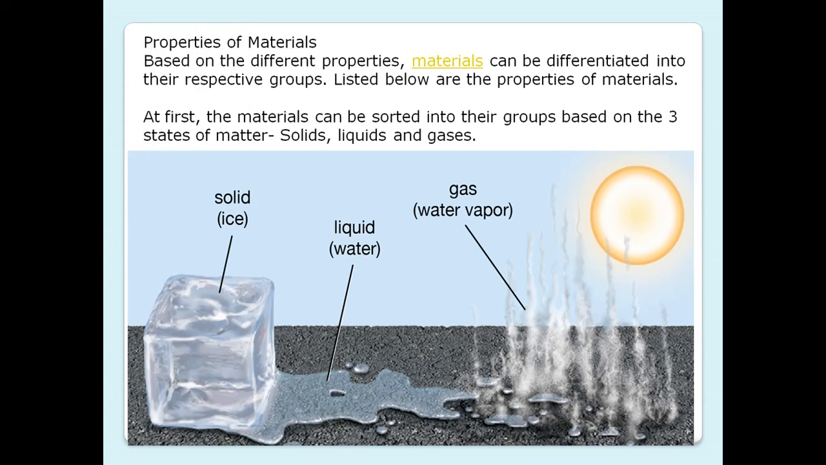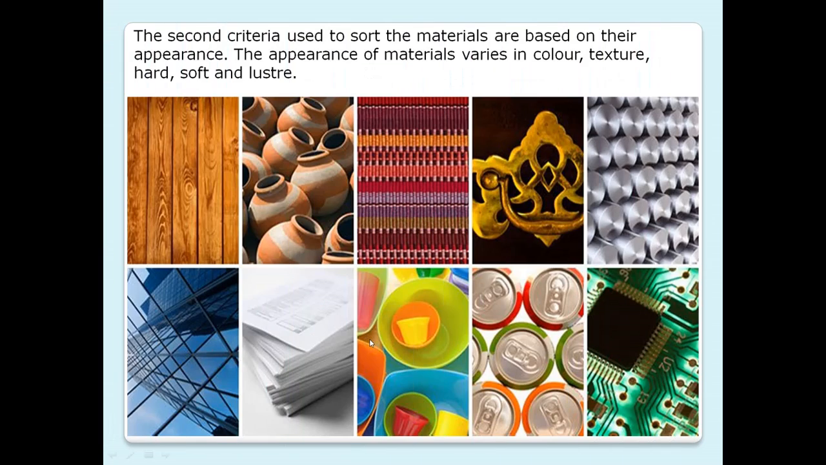Properties of materials. Based on the different properties, materials can be differentiated into their respective groups. At first, the materials can be sorted into their groups based on three states of matter as solid, liquid and gas. The second criteria used to sort the materials is their appearance. The appearance of materials varies in color, texture, hardness or softness, lustrous, non-lustrous, etc.